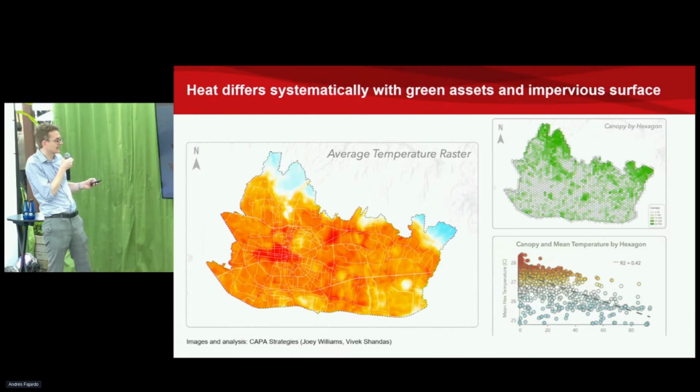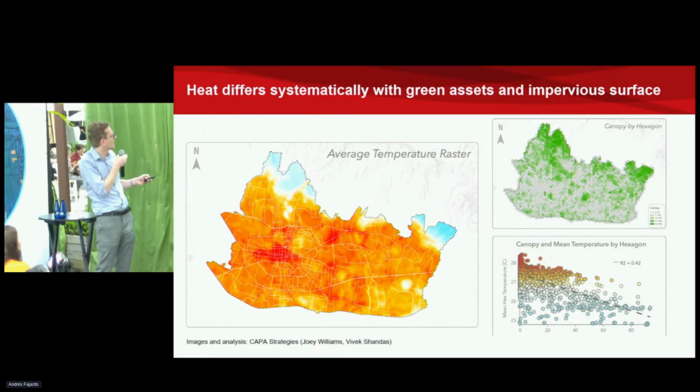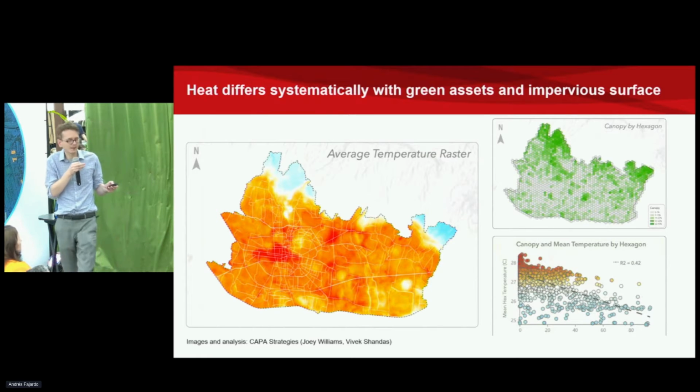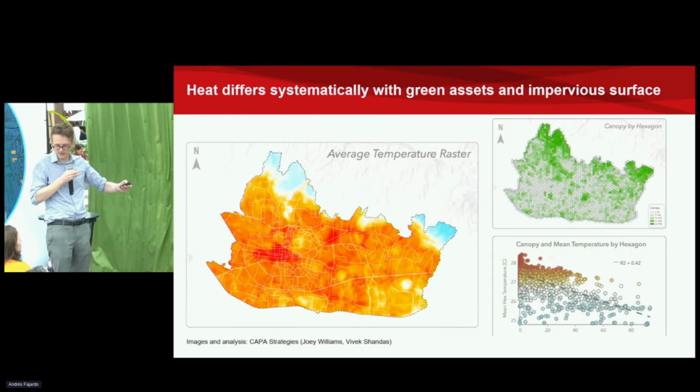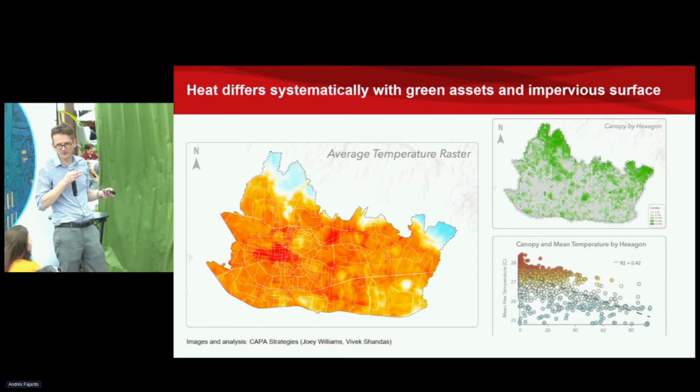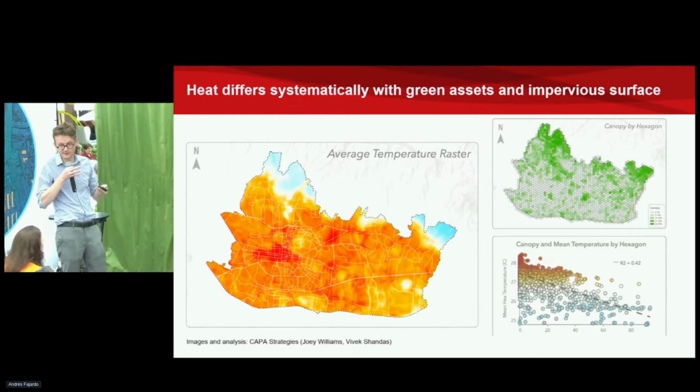Doing this allows us to produce a number of heat map outputs and then go into all the analytics that you might want to do about the relationship between heat and green, the relationship between heat and impervious surface, or green and the socioeconomic characteristics.